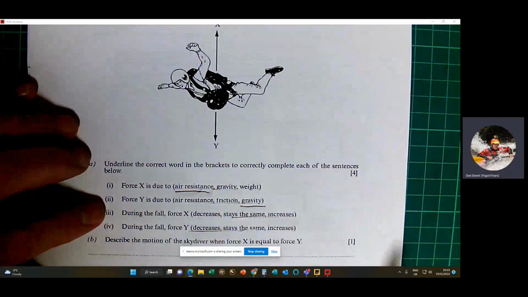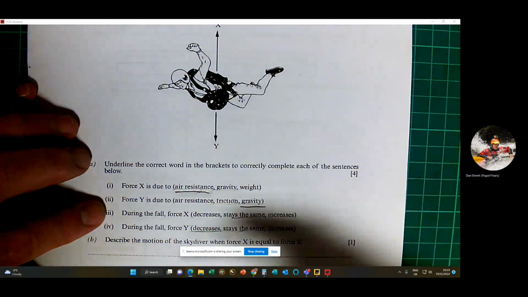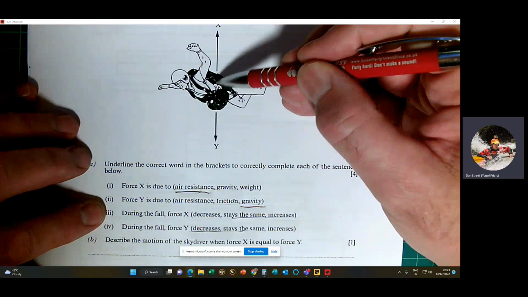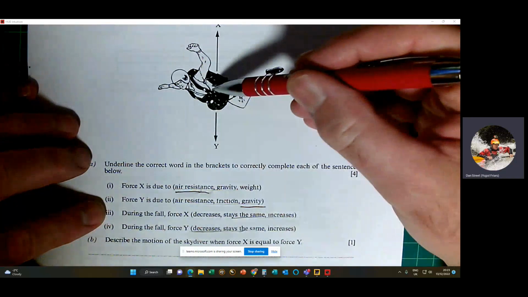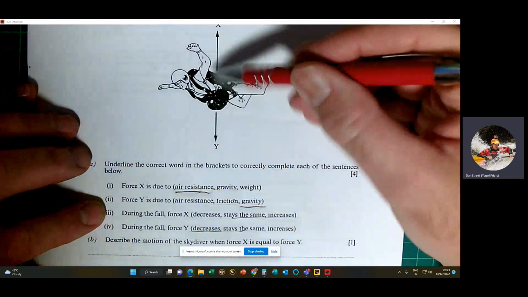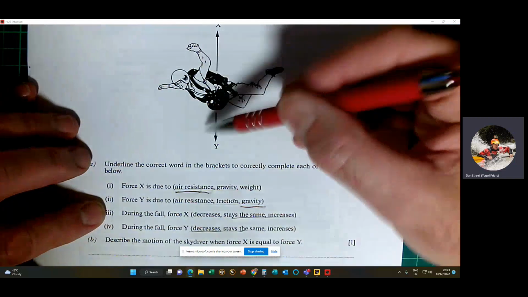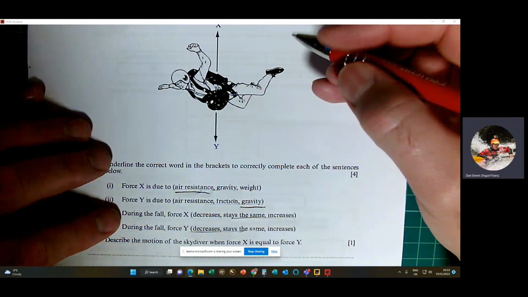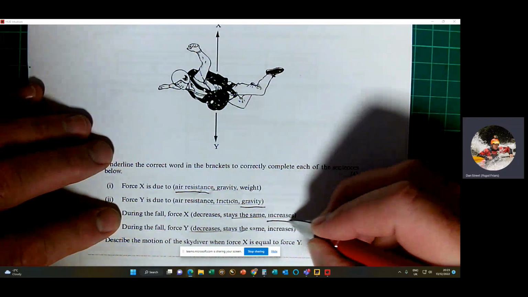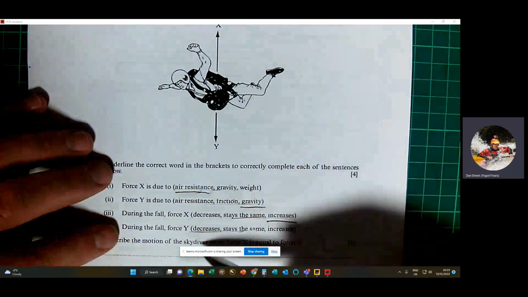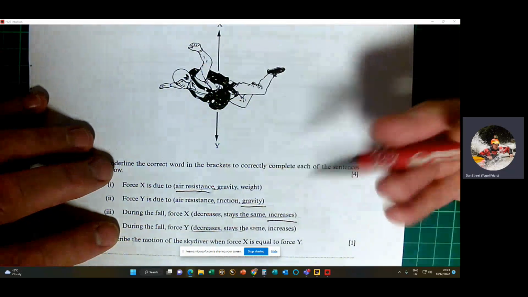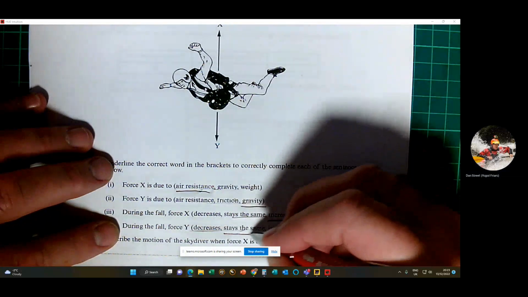Now, during the fall, force X will actually increase, okay, as the parachutist accelerates due to gravity. The air resistance will increase as the parachutist experiences faster and faster wind, effectively in the opposite direction. Okay, so that would increase. Force Y, the effect of gravity, actually doesn't change during the fall, it stays the same.